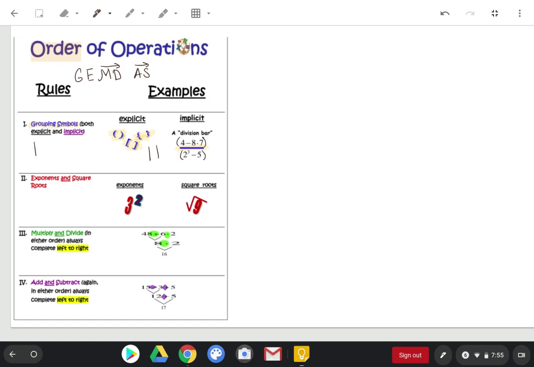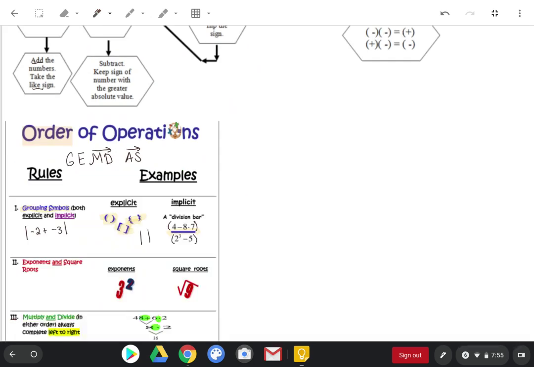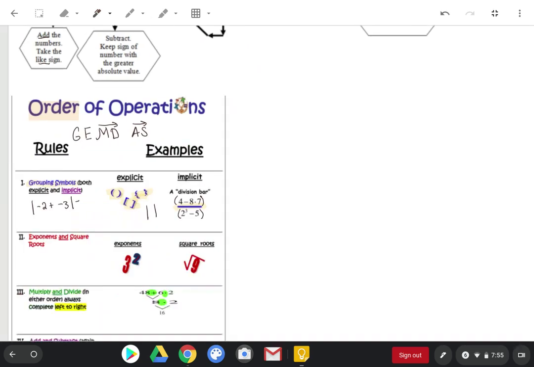I could do something like the absolute value of negative 2 plus negative 3. Remember to add a negative and a negative. They have like signs. We have to add those numbers. So 2 plus 3 is 5. And we keep the sign of both numbers, which is negative. So the absolute value of negative 2 plus negative 3 equals the absolute value of negative 5.